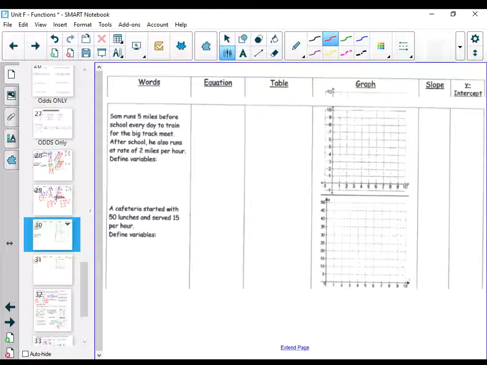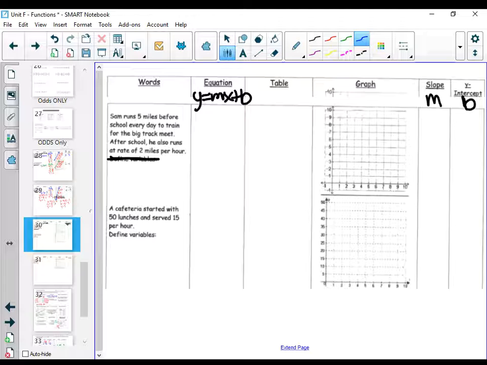On the back, our first problem: Sam runs 5 miles before school every day to train for the big track meet. After school, he also runs at a rate of 2 miles per hour. To find the variables, we're going to cross that out. We're just going to stick with our equation, y equals mx plus b. That's what we are filling in. Remember, slope is m and y-intercept is b. We are going to identify which number is which, and then I'm going to let you finish this problem on your own. And I'm going to skip down to the next one.